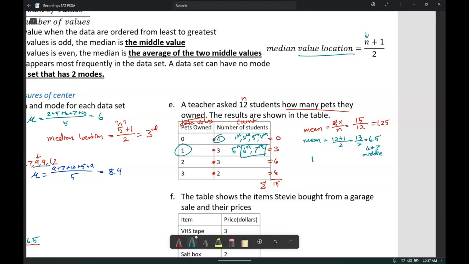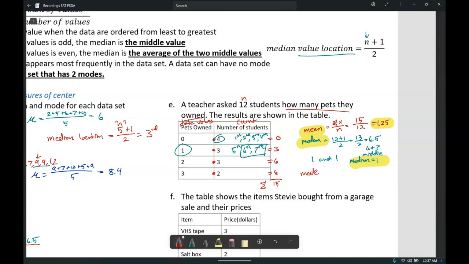So I have 1 and 1. So since 1 and 1 are the same number, the average of 1 and 1 is 1. So our median, I don't know why I wrote mean back here, median, our median is 1. So we have our mean of 1.25, our median of 1, and now we just need to find the mode.